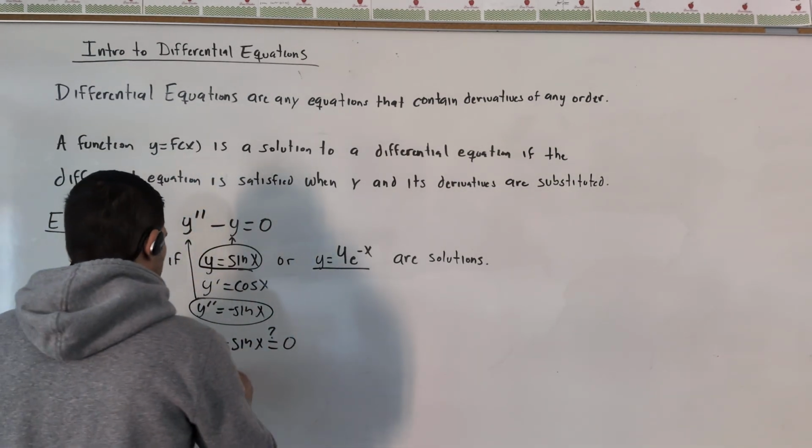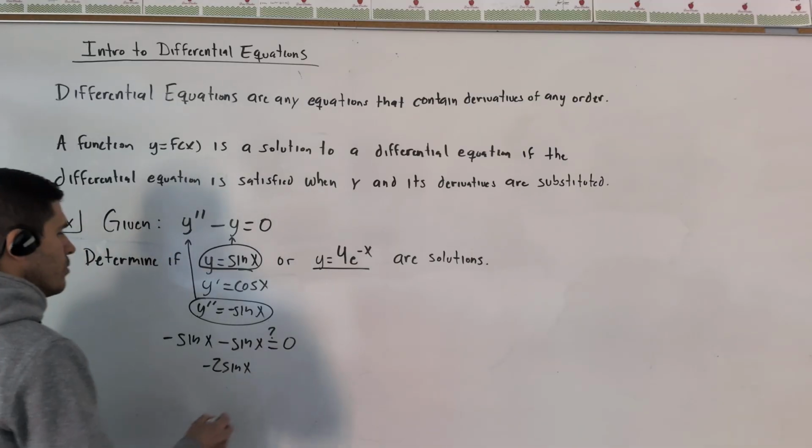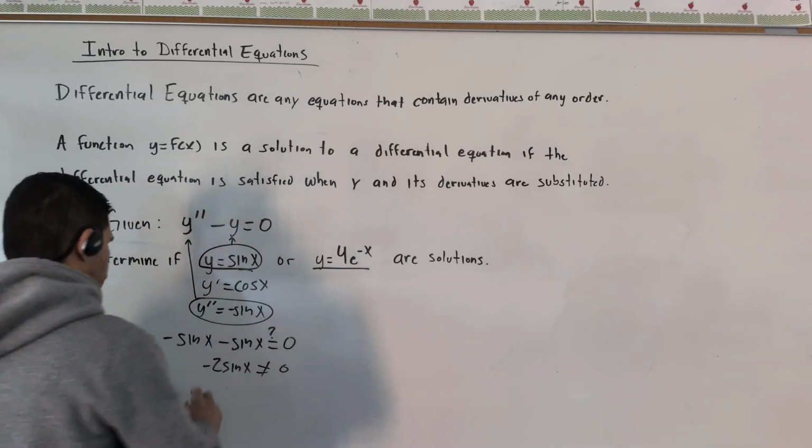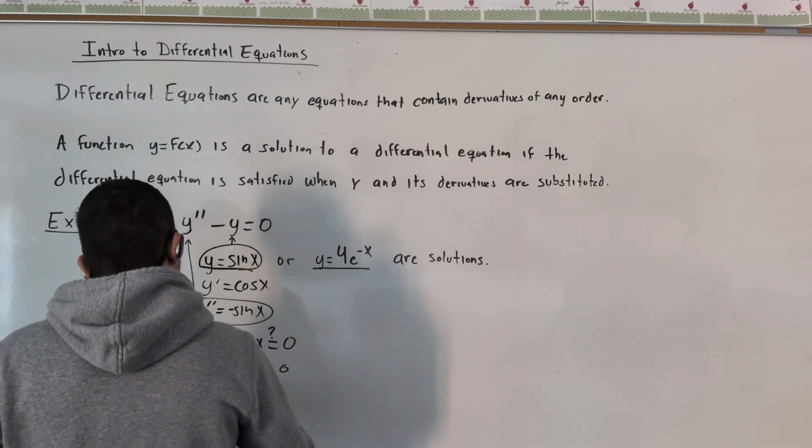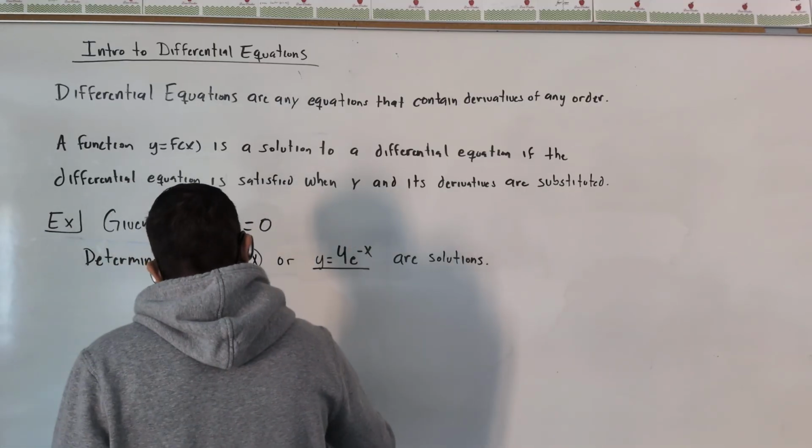At this point, you can obviously see that if I combine the two sines, I definitely don't get 0. Therefore, y equals sine of x is not a solution.